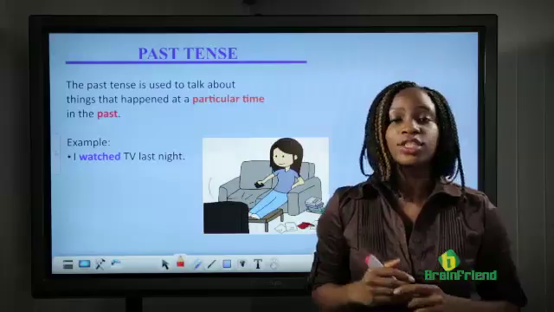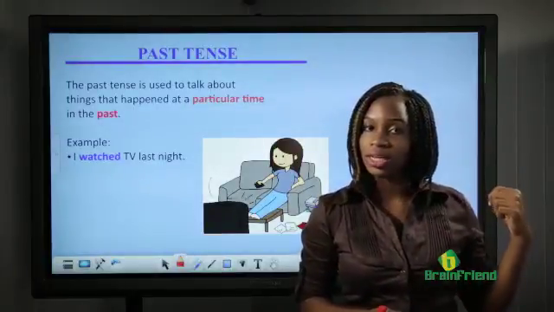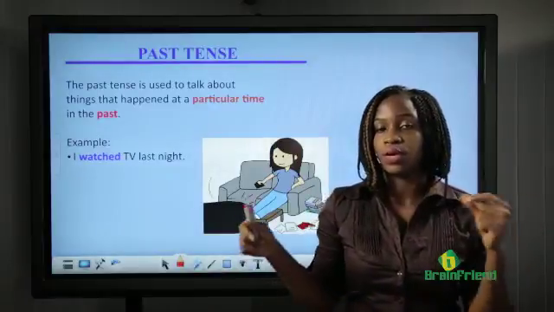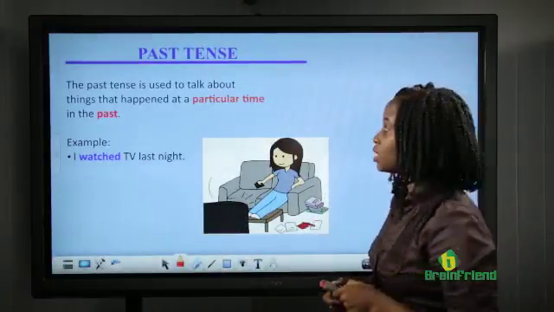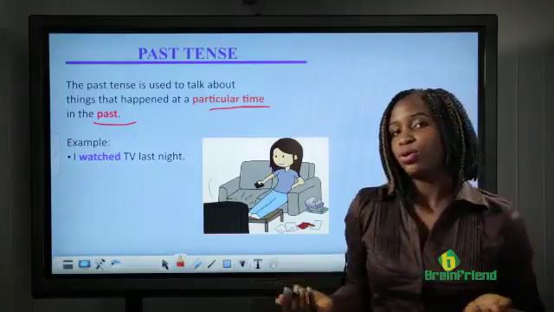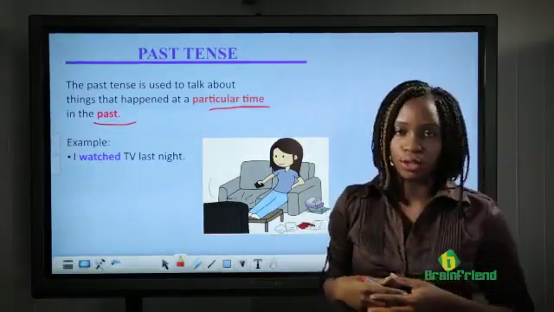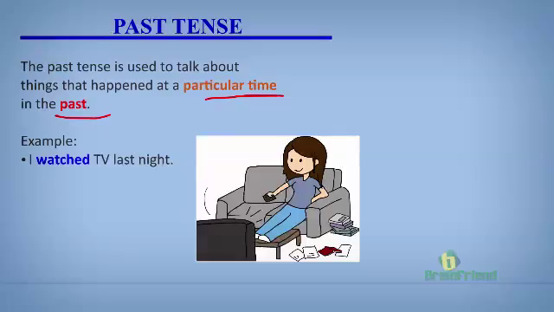The past tense is used to talk about things that we have already done in the time before we are speaking about it. We use the past tense to talk about things that have happened at a particular time in the past. For example, you go to school and your friend asks you, what did you do yesterday night? You can say, I watched TV last night.